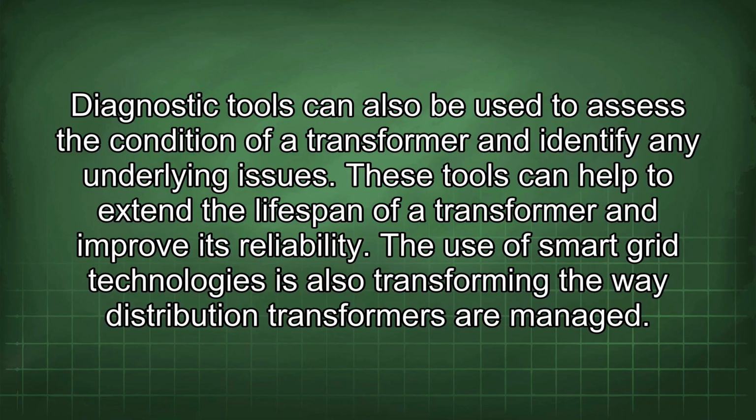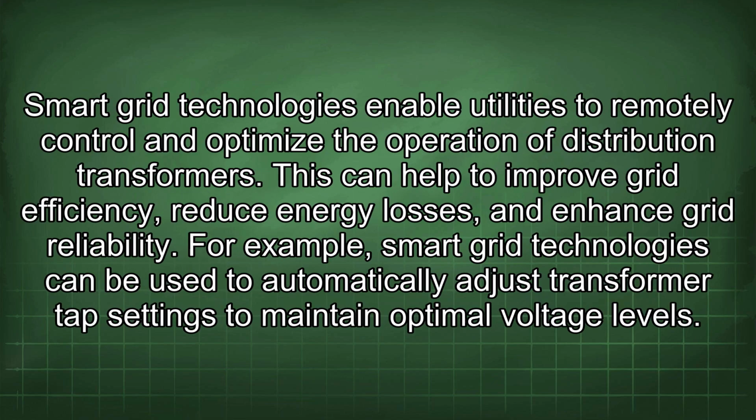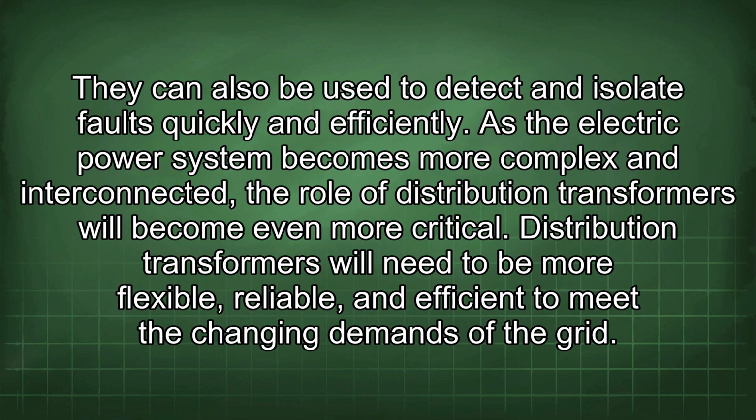The use of smart grid technologies is also transforming the way distribution transformers are managed. Smart grid technologies enable utilities to remotely control and optimize the operation of distribution transformers. This can help to improve grid efficiency, reduce energy losses, and enhance grid reliability. For example, smart grid technologies can be used to automatically adjust transformer tap settings to maintain optimal voltage levels. They can also be used to detect and isolate faults quickly and efficiently.